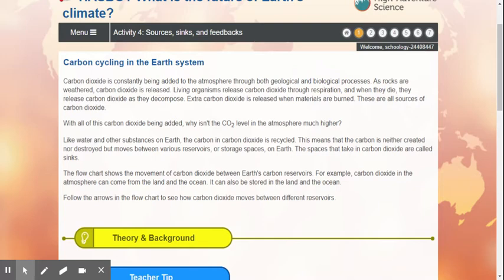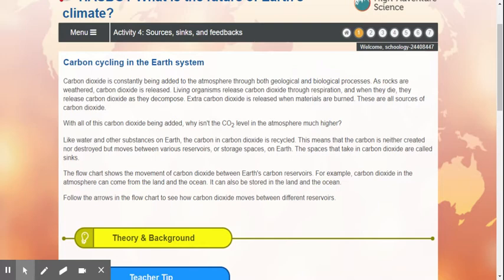With all of this carbon dioxide being added, why isn't the CO2 level in the atmosphere much higher? Like water and other substances on Earth, the carbon in carbon dioxide is recycled. This means that carbon is neither created nor destroyed, but moves between various reservoirs or storage spaces on Earth. The spaces that take in carbon dioxide are called sinks.